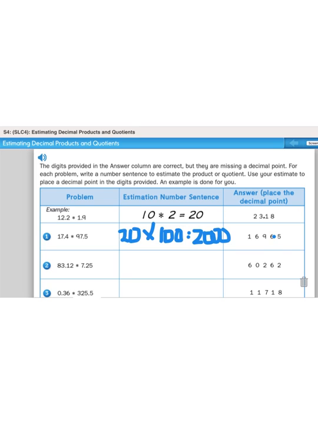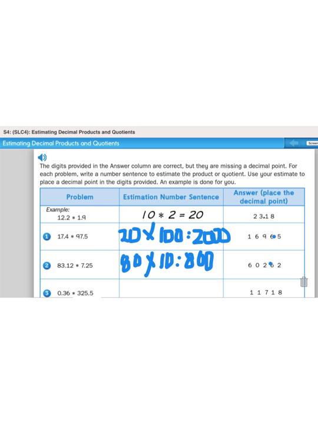Number 2 says 83.12 times 7.25. We're going to round that first number to 80. And we are going to round the second number to 10. So that gives us an estimate of 800. So looking over here at our digits, that tells us that the decimal point must go in between the 2 and the 6, right there in the middle. So our answer is 602 and 62 hundredths.